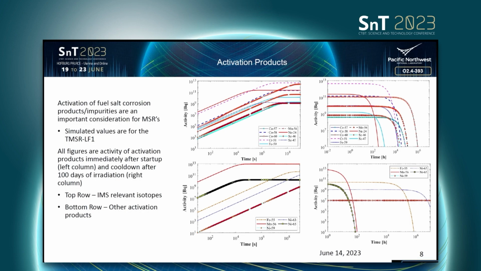The top two charts there are IMS relevant isotopes. On the left is the startup to equilibrium. Most isotopes reach equilibrium in a little over 1,000 days. The charts on the right show shutdown to 100 days later. The bottom two plots are other activation products that are not on the IMS relevant list. And this is additive, right? Your nuclear reactor looks like a nuclear reactor, except these are going to be adding on top of all your other fission products.